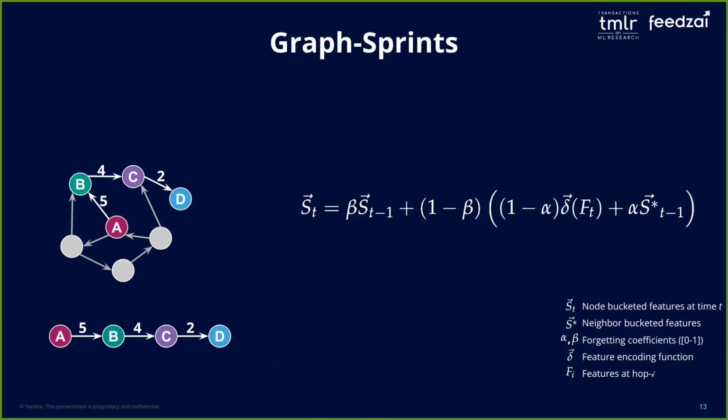Formally speaking, the current state of a certain node at timestamp t depends on its previous state and the previous state of its neighbor, and also on the features of the arriving edge, where alpha and beta are used as forgetting coefficients to control the weight between the past and present information and between the self and neighbor information. Moreover, the delta function is used to encode the input features.